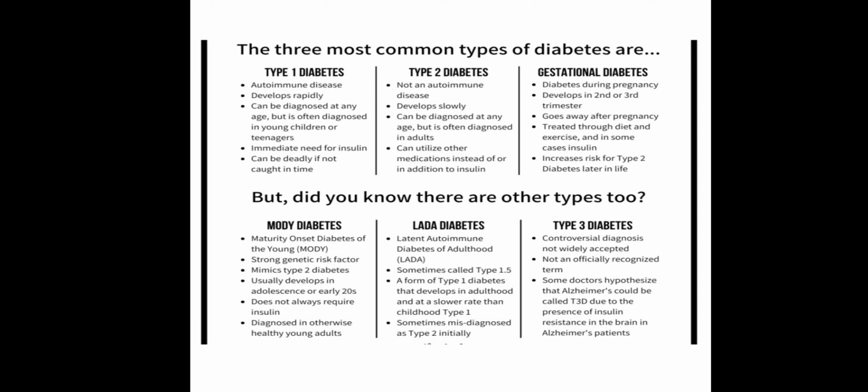Next one, LADA, that is latent autoimmune diabetes in adults. It's like type 1 diabetes. LADA also results from an autoimmune reaction, but it develops much more slowly than type 1. People diagnosed with LADA are usually over the age of 30. Okay. Next is MODY, that is maturity onset diabetes of the young.